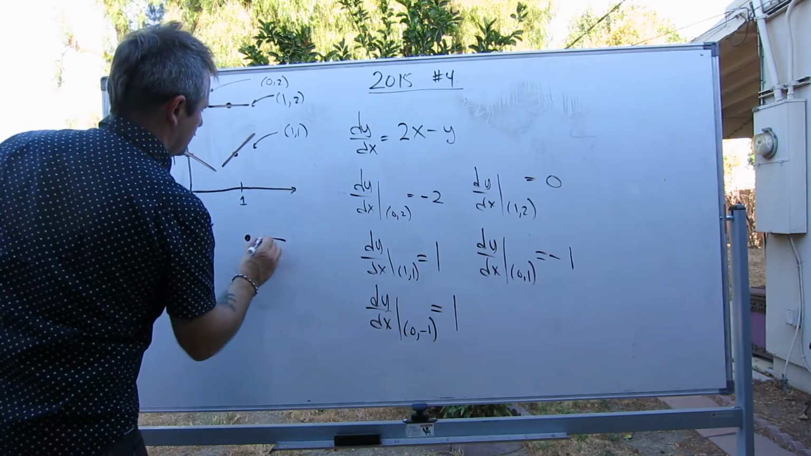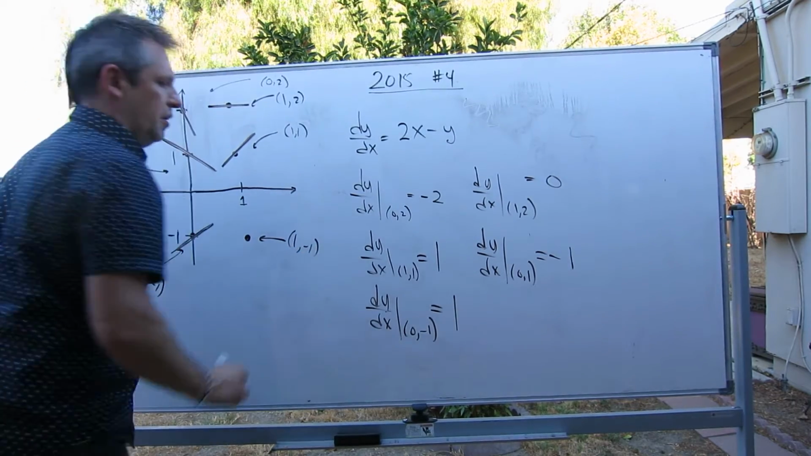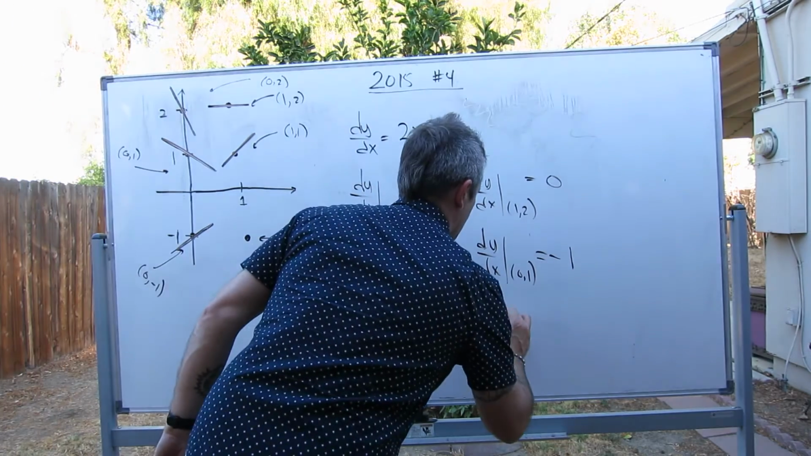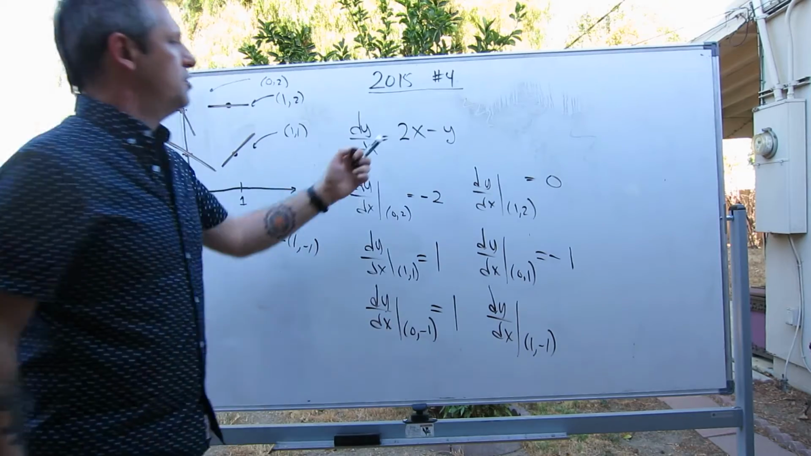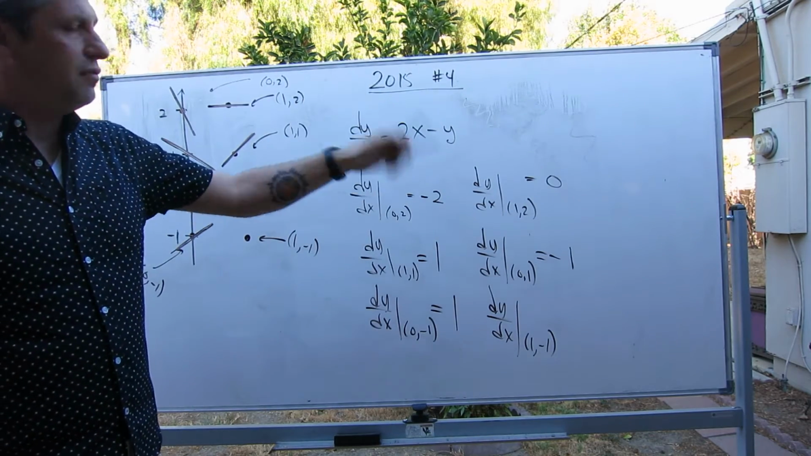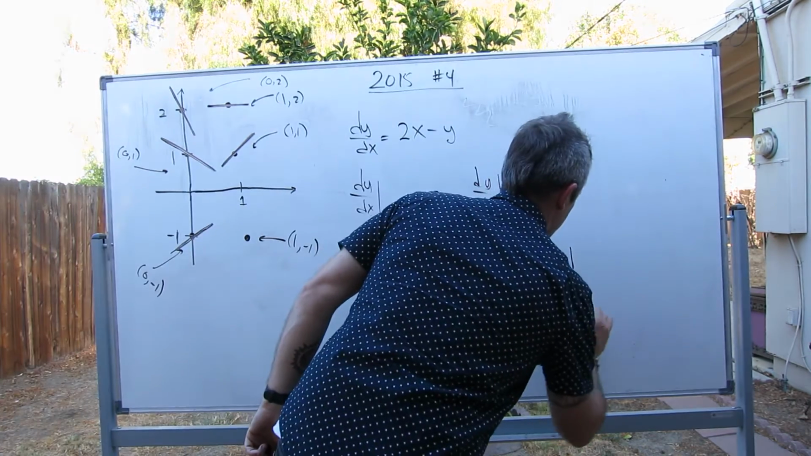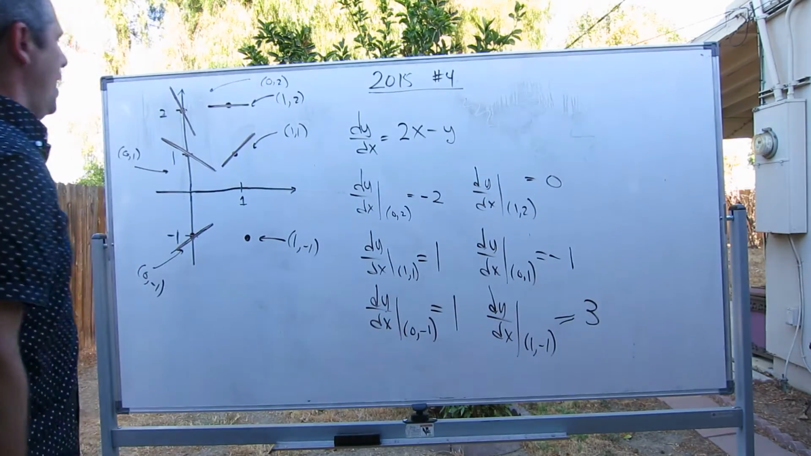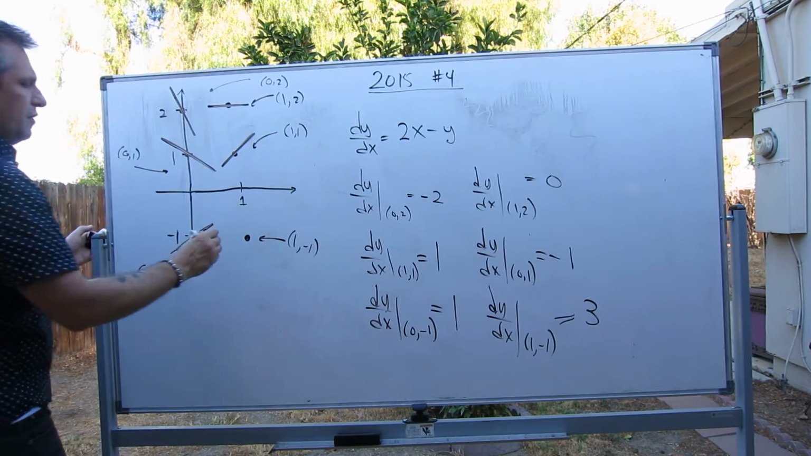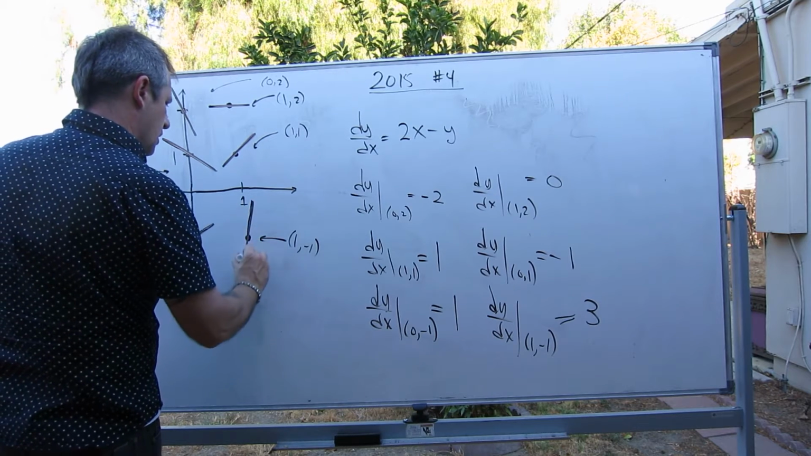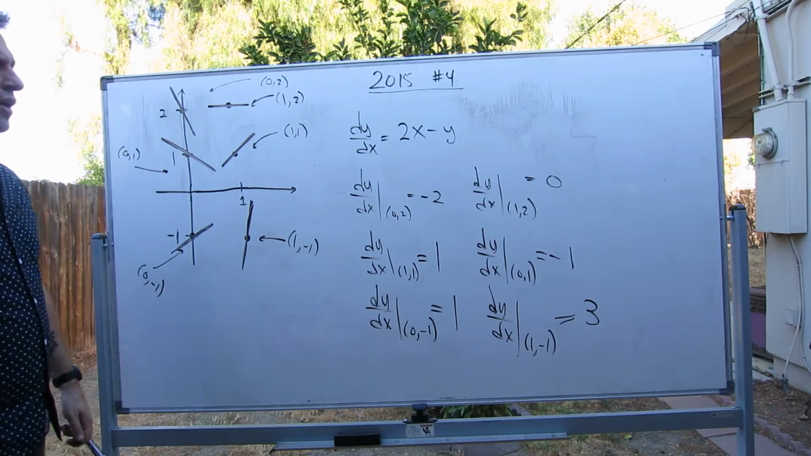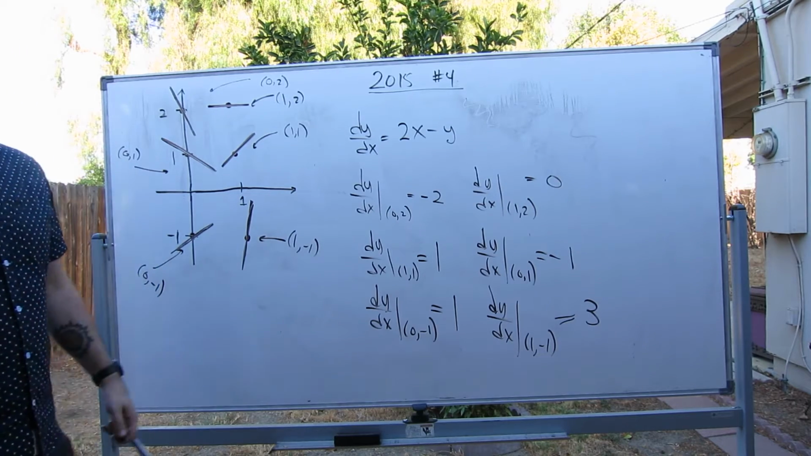And finally, this is the point (1, -1). dy/dx at the point (1, -1) happens to be 2 minus -1, otherwise known as 3. So this one's going to be rather steep. I want to make it steeper even than this, so I'm going to go something like that. And I think this is a pretty good answer to the first question.